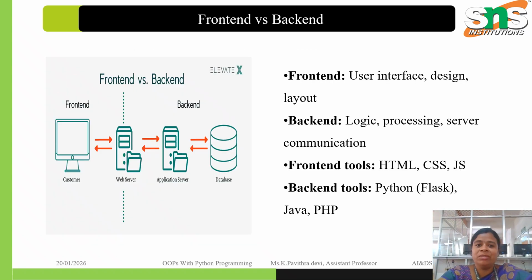Next one, front end versus back end. Web development is divided into two main parts: front end and back end. Both work together to create a complete web application, but they serve different purposes. Front-end development refers to the client side of the web application. It is everything that the user sees and interacts with in the web browser. Technologies used: HTML for structure, CSS for design and layout, JavaScript for interactivity.